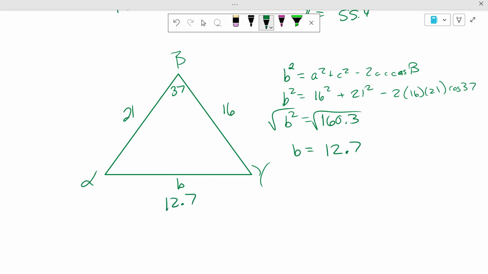So 12.7. So now to figure out angle alpha, what would I use? Law of sines. Sine of alpha over 16 equals the sine of 37 over 12.7. So this times this divided by this. 16 times sine of 37, divided by 12.7, and do second sine, second answer. What's our angle? 49.3.